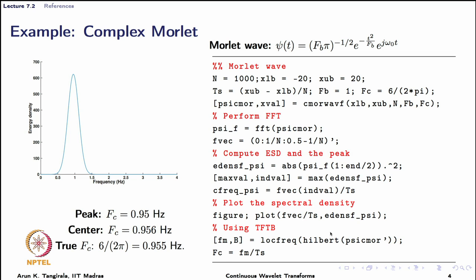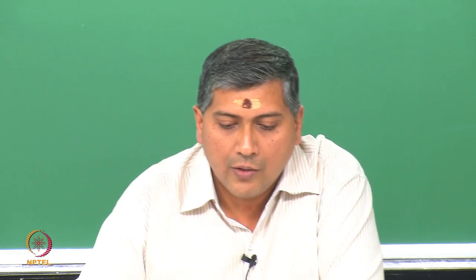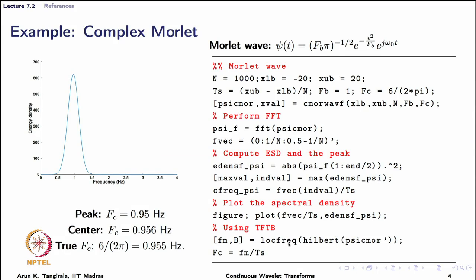So, I take the Hilbert transform because I know that the analytic associates have center frequencies that are well defined, not the signal itself. And once again the LOCFREQ gives me the center frequency for the discrete time Morlet wave, and I recover the continuous time center frequency.